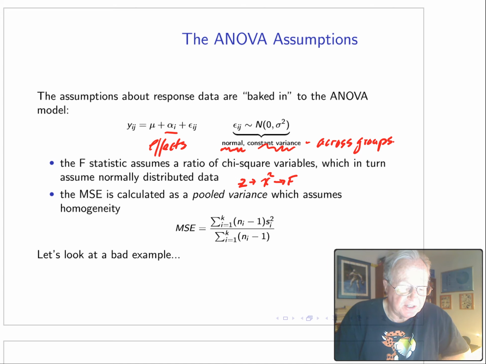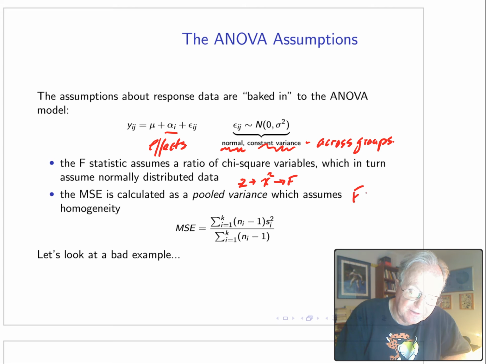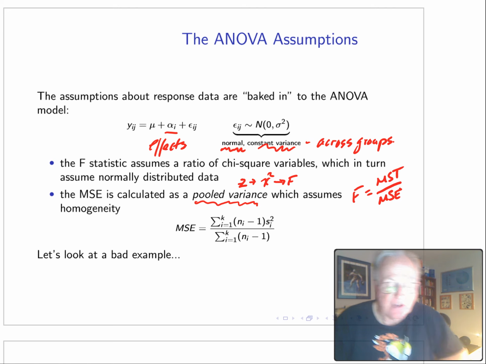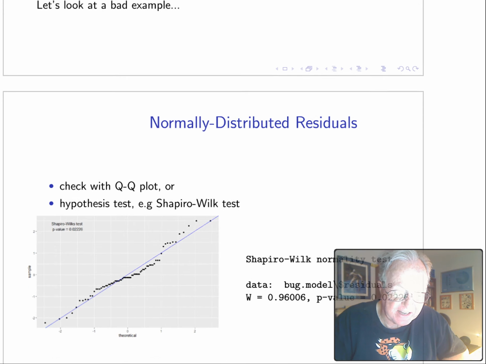In addition, the mean squared error, the one that we use in the denominator of the F statistic, remember F is the mean square for treatment divided by mean square error, is actually a pooled variance, which assumes homogeneity of variance. That's that equal variance across groups. We're going to look at a bad example to see how that plays out and what we can do about it if we see this in an analysis.